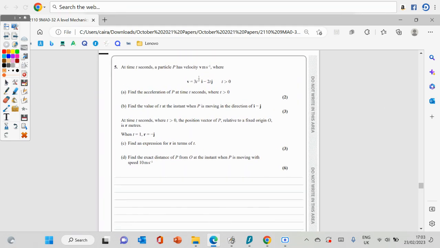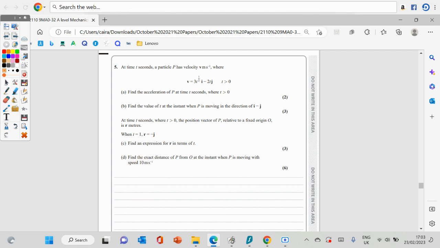And finally, question 5. At time t seconds, a particle P has velocity v meters per second, where v is 3t to the half i minus 2tj. I'm expecting differentiation and integration immediately. Part A, find the acceleration of P at time t seconds, where t is greater than 0.